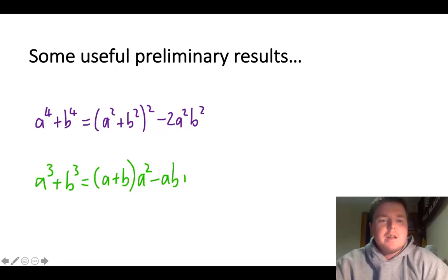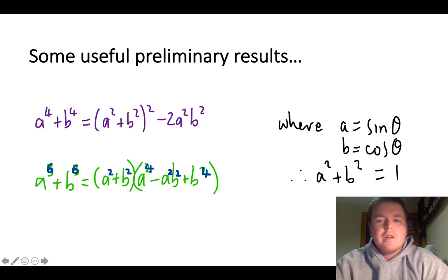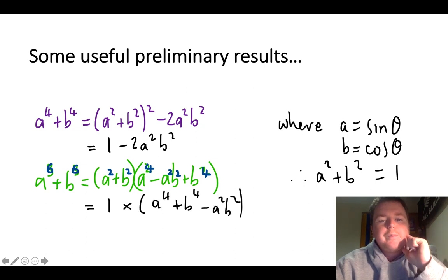And similarly, I could start off with a factored cubic. A cubed plus b cubed is equal to that. We've seen that before. And if I replace all the a's and b's with a squareds and b squareds, I get my power of 6, a to the power of 6 plus b to the power of 6 thing that I want. The reason I've done that is because we know that a and b are sine theta and cosine theta. Therefore, a squared plus b squared equals 1. That simplifies these guys down. Every time there's an a squared plus b squared, we just replace it with 1.